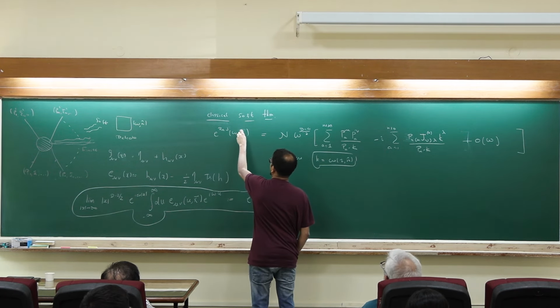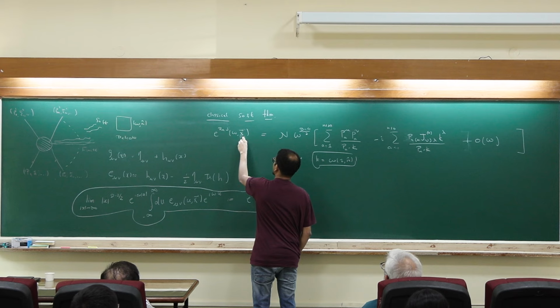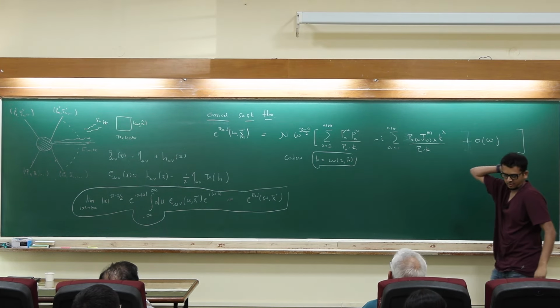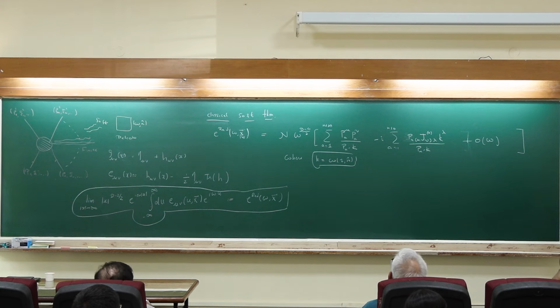So this is x by mod x. It only depends on the angle. Yeah, that's why only n hat. It's only depending on the n hat.